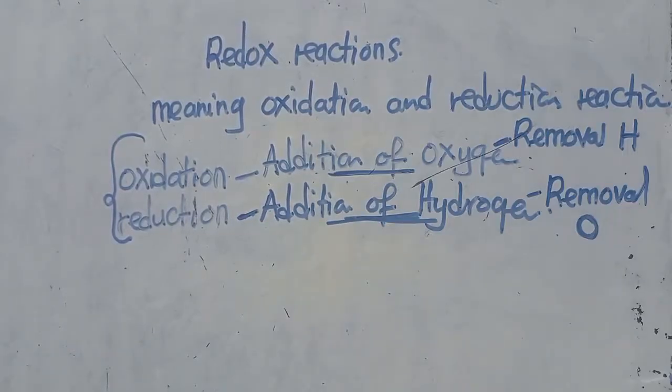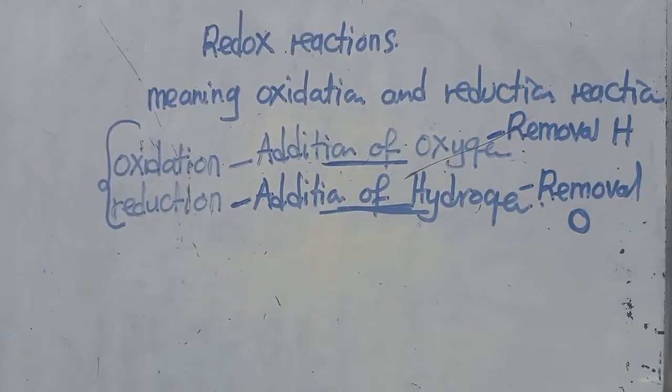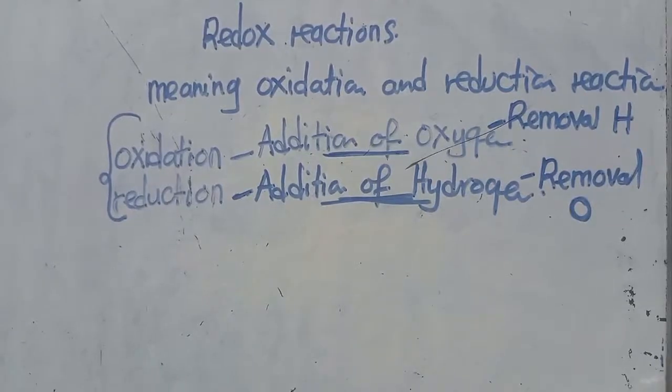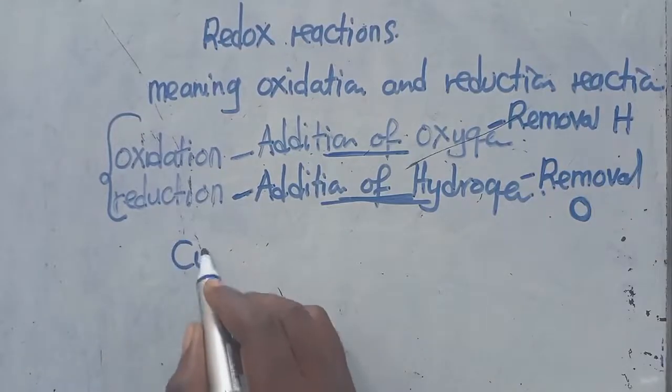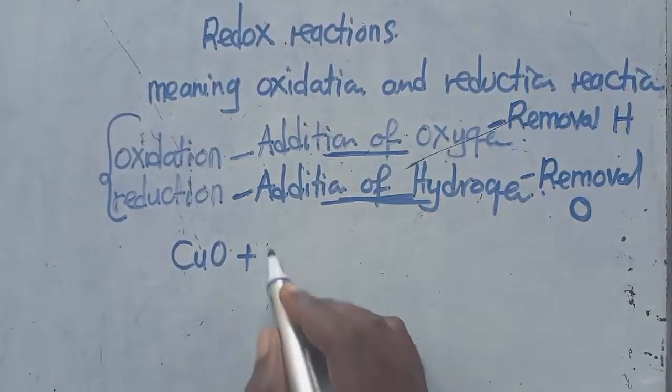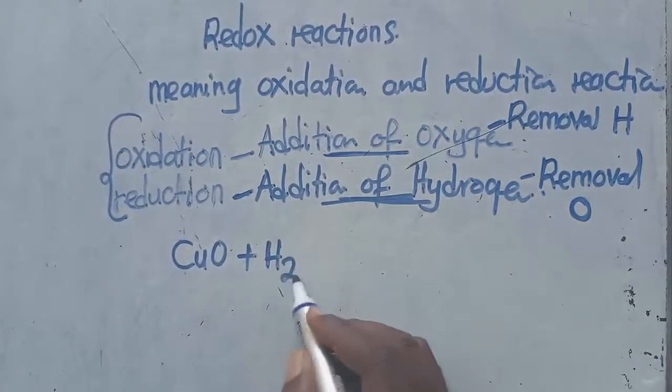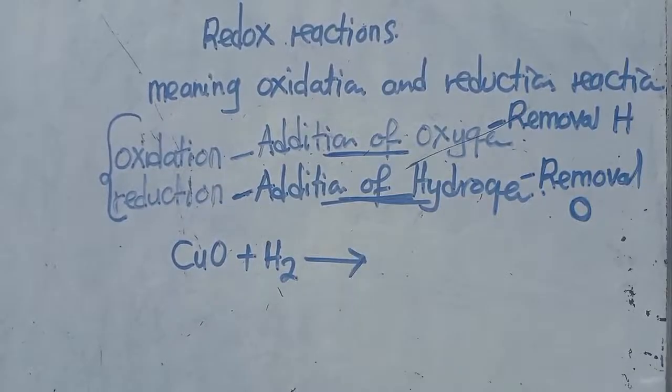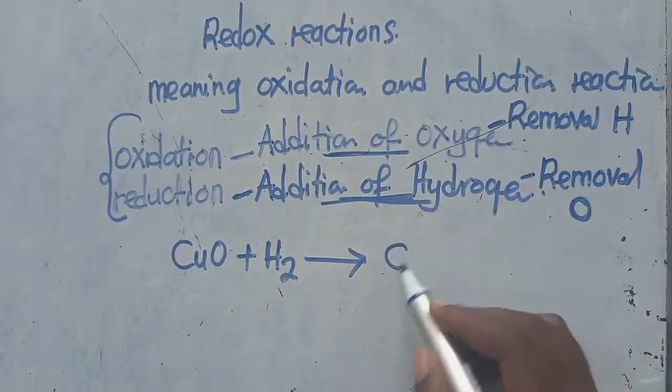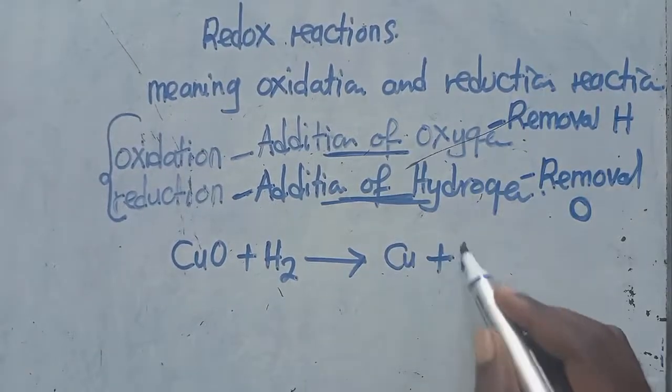I'm going to share a table in the group just after this lesson. So for example, copper oxide reacts with hydrogen. What are we forming on this side? We are going to form copper plus water.